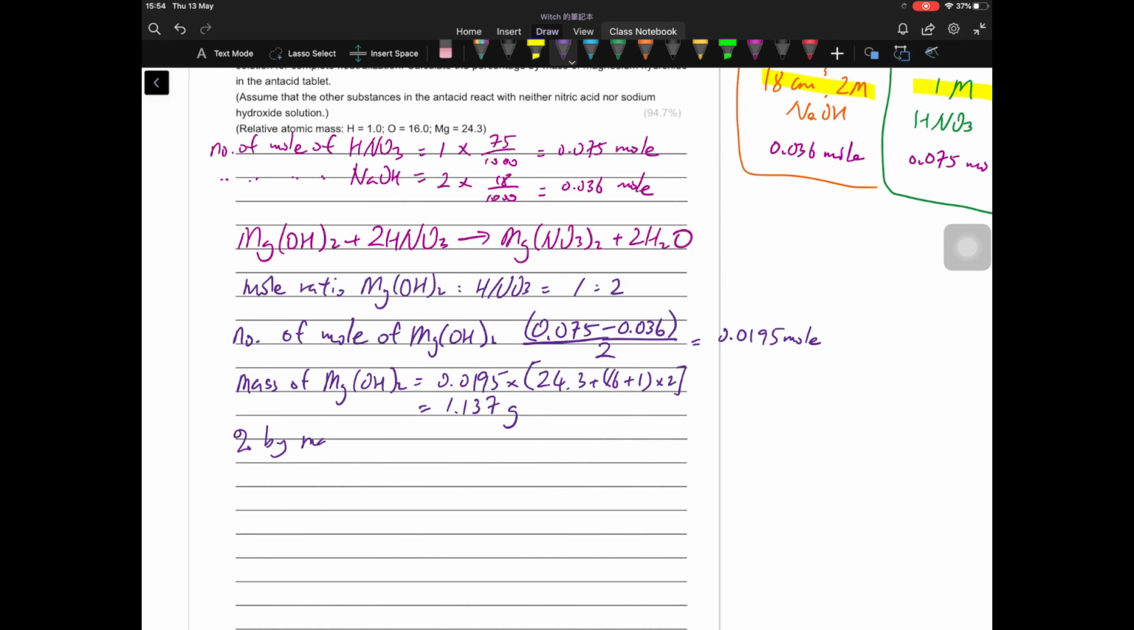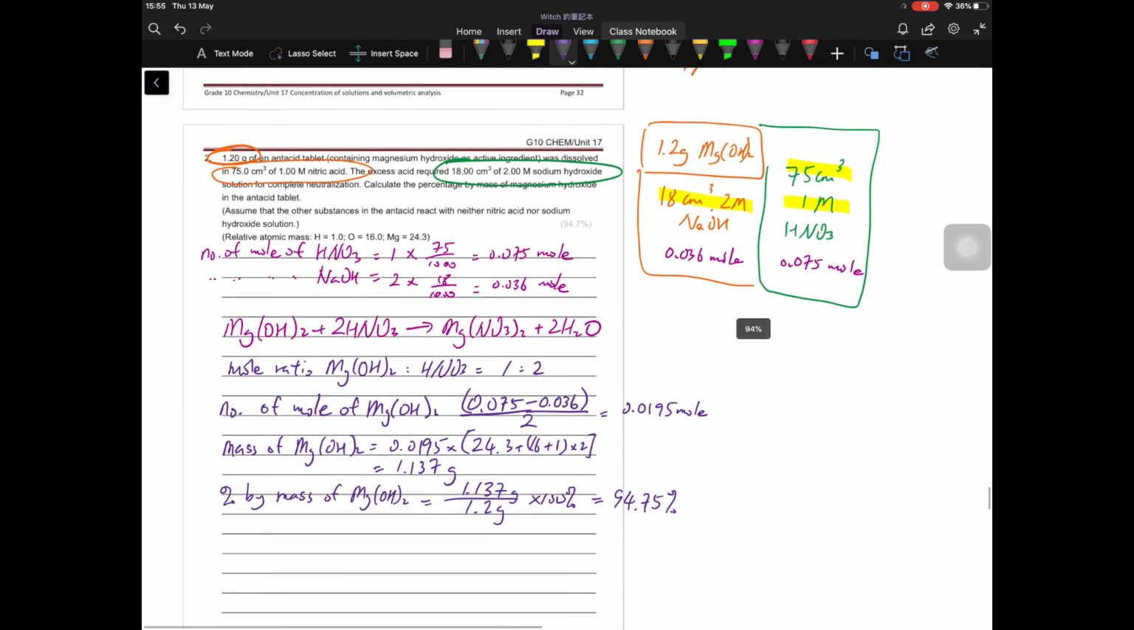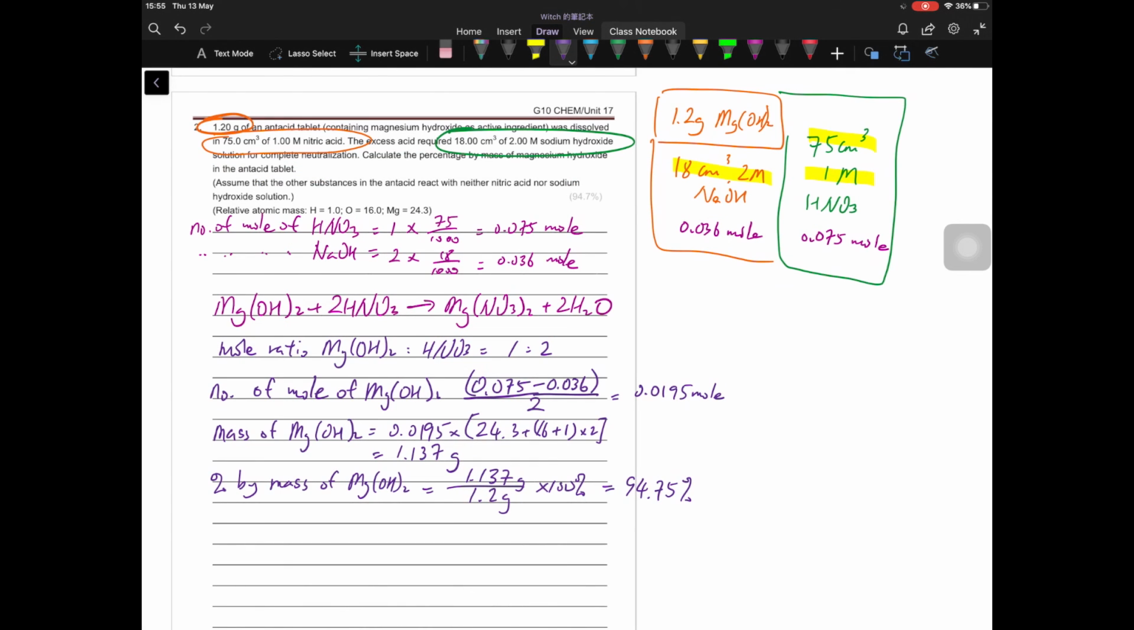Then the percentage by mass of Mg(OH)2 will be mass over the mass of the tablet, 1.2 gram, times 100%, is 94 something percent. Now, you should be careful. The 1.2 gram is the mass of the tablet, and this is not pure magnesium hydroxide. Otherwise, we don't need to calculate the percentage by mass, right? So please have a look at these questions. You can see with the diagram here, the problem becomes easier for you. So in the next video, we're going to discuss the questions mentioned in the exercise set.